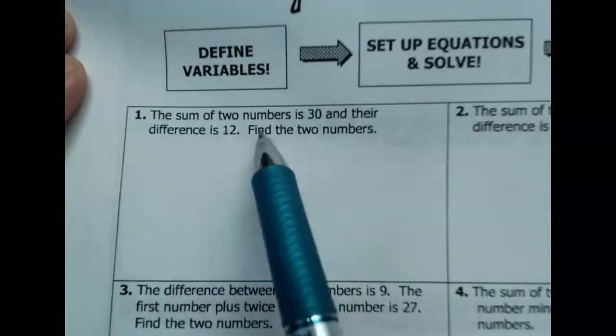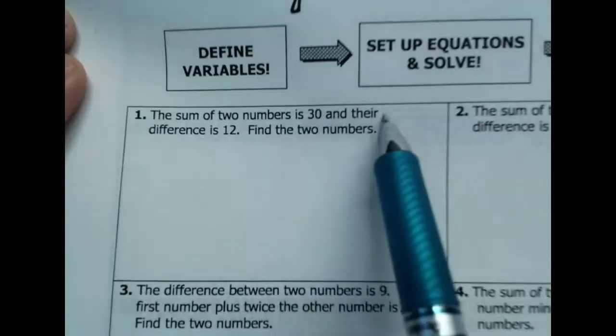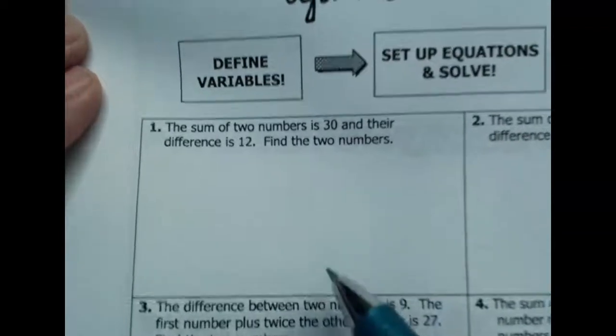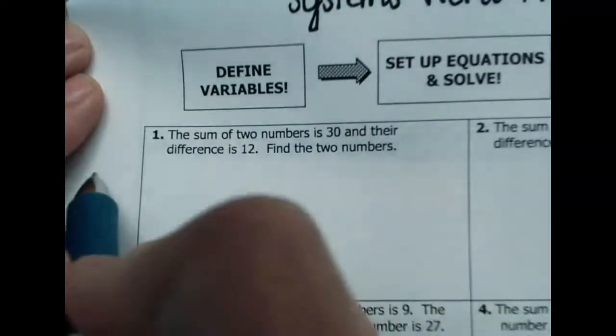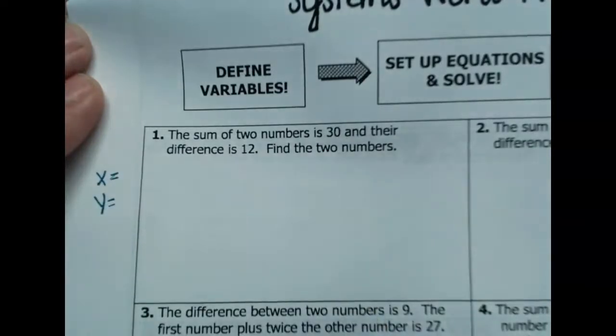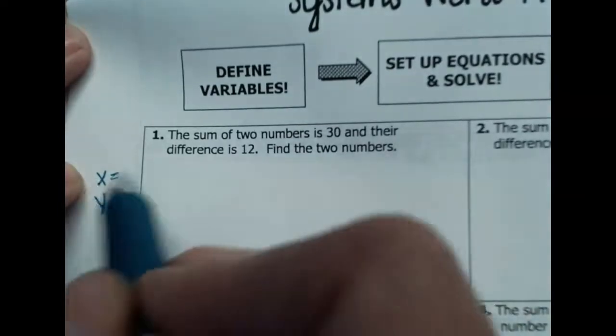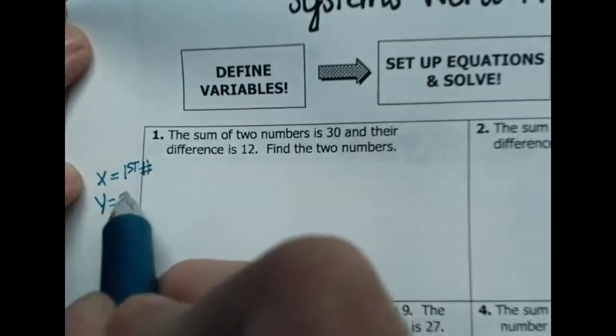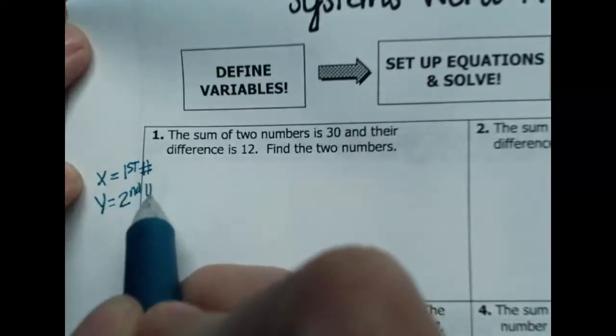So we have the sum of two numbers is 30, and their difference is 12. Find the two numbers. So the first thing we always have to do is define our variables. So we're going to use x and y. This is so at the end of the problem we know which number represents which part of the question. So we have two numbers. I'm going to say x is the first number and y is the second number.